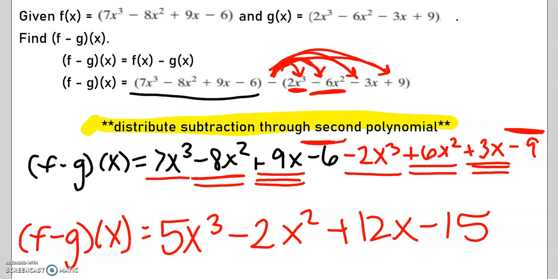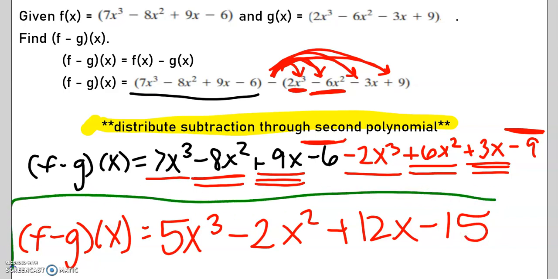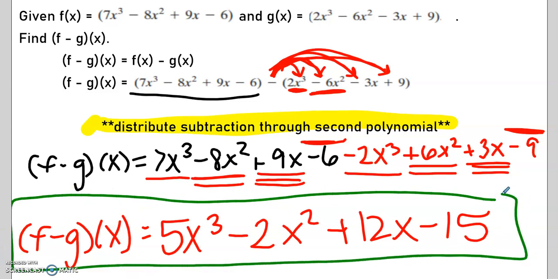And that's it, guys. That's all this is, combining like terms in order to add and subtract polynomials. And there's my final answer.